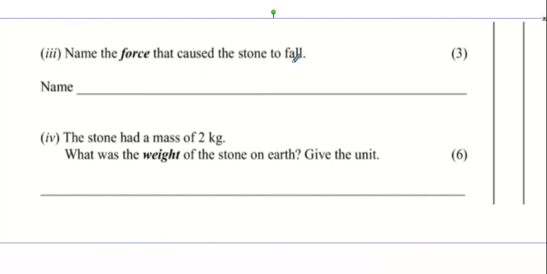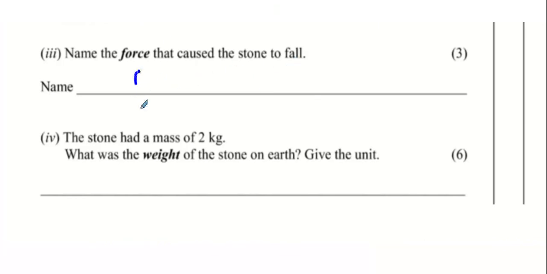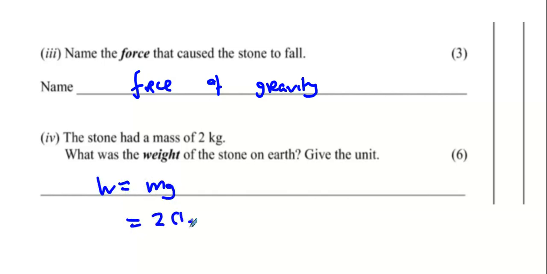Name the force that caused the stone to fall. Force of gravity. Okay. Stone had a mass of 2 kilograms. What was the weight of the stone on Earth? Well, weight is mass multiplied by gravity. So it's 2 multiplied by 10, which is 20 newtons. Okay.